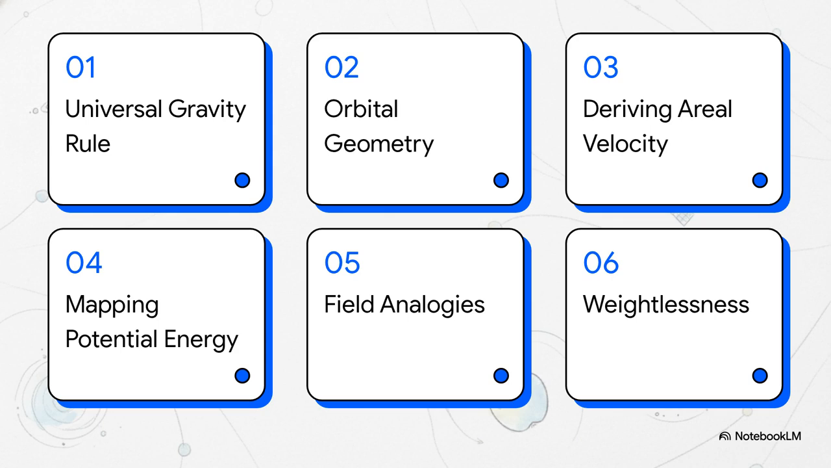Here is our roadmap for today. We're going to hit the universal gravity rule, Kepler's orbital geometry, derive areal velocity, map out potential energy, look at some field analogies, and wrap up with the weightlessness phenomenon. Let's just jump right in.